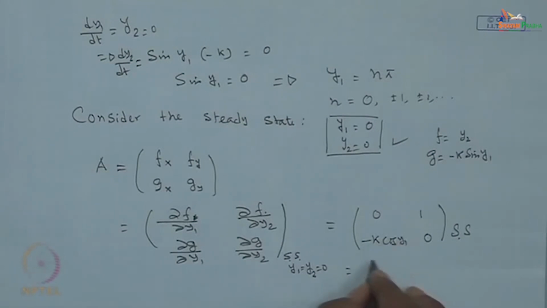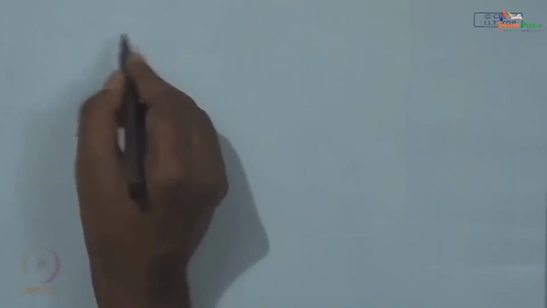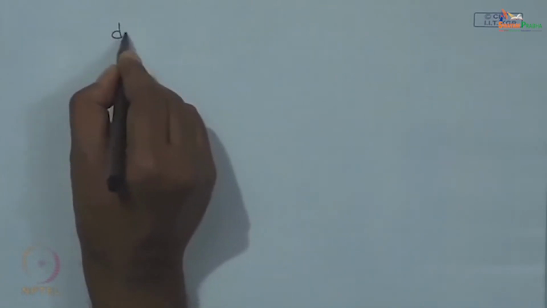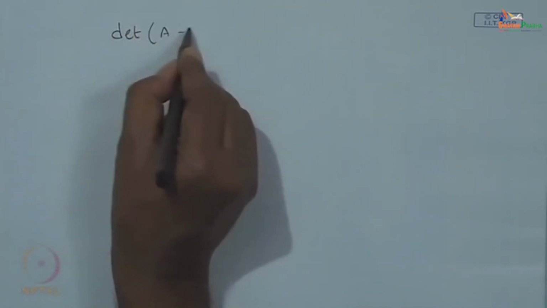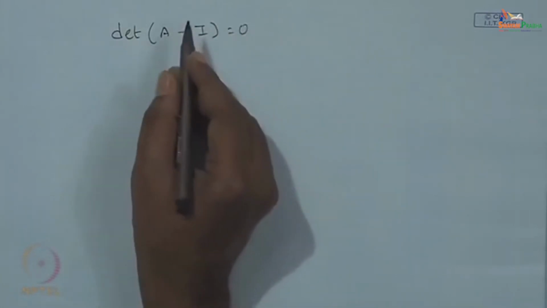So, this will be 0, minus k, 1, 0. That is the A matrix, the Jacobian matrix. Now, if you would like to find the eigenvalues of this matrix A, let us look into the eigenvalues so that we can find out the eigenvalues of this system.